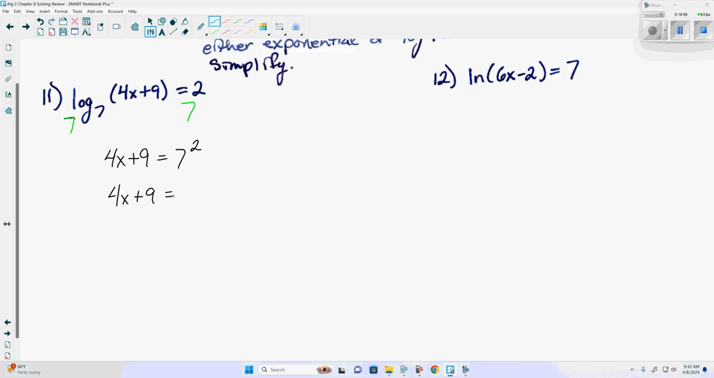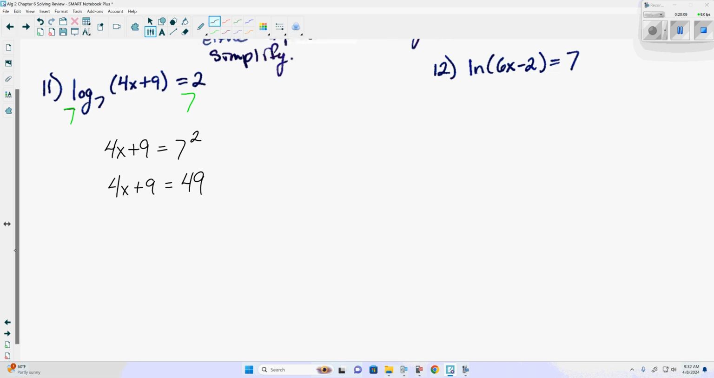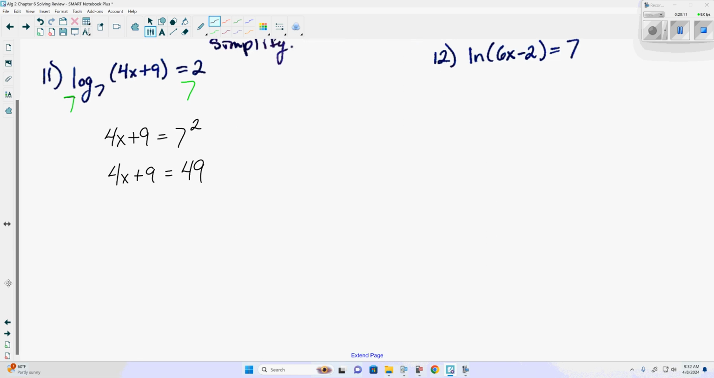Is 7 squared a nice number? Yeah, it's 49. We're going to simplify those. We are going to get an answer. We're not going to have log or exponentials left over. Now we just need to solve for x. Subtract 9. 4x is equal to 40. Divide by 4.